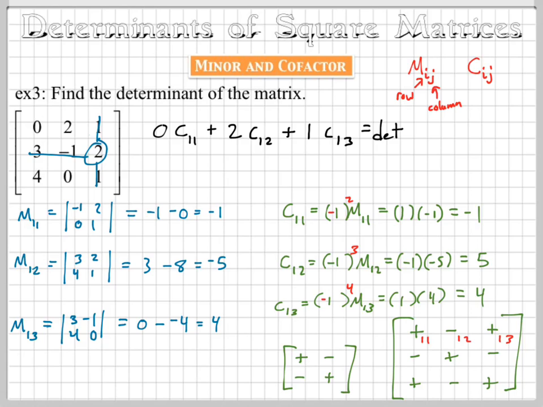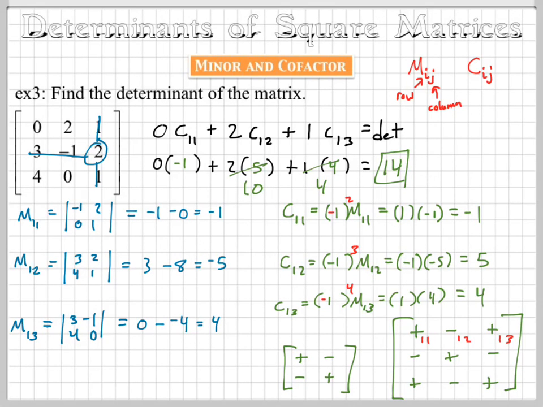Finally, let's find our determinant. To find our determinant, we're going to go 0 times that cofactor, plus 2 times that cofactor, plus 1 times that cofactor. That's going to give us our determinant. Our cofactor for row 1, column 1 is going to be -1. This one's going to be 5, and this one's going to be 4. Now you can see we didn't really need to do all of this work because we just ended up multiplying it times 0. So in the future, know that. So this is going to be 10, and this is going to be 4. Our determinant is 14. Done.